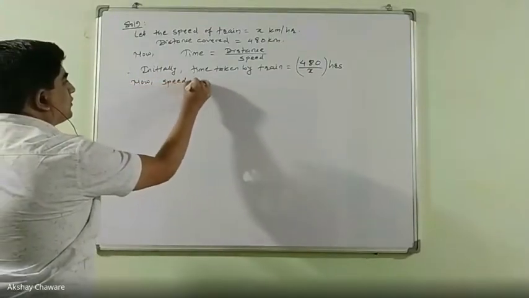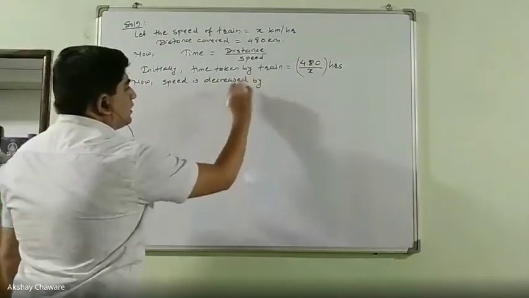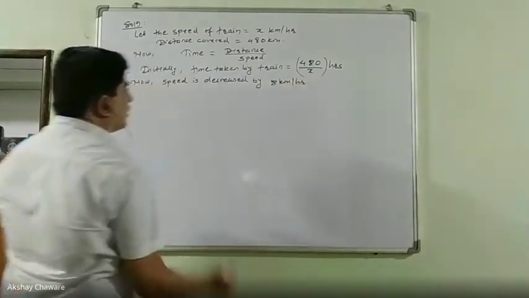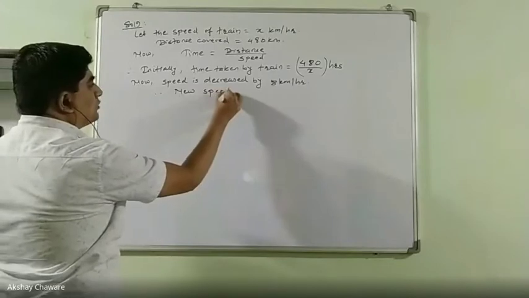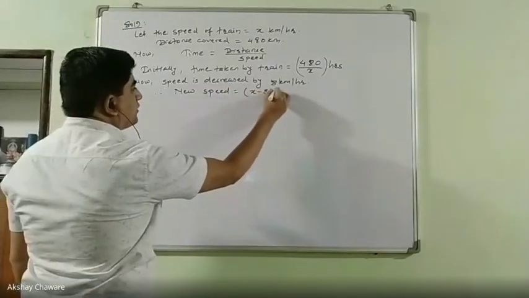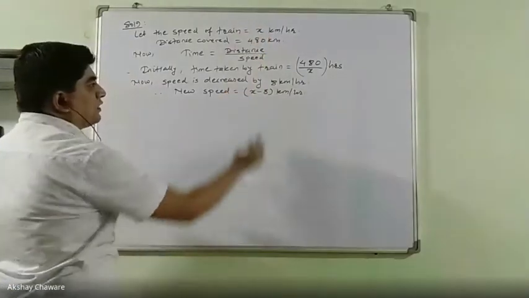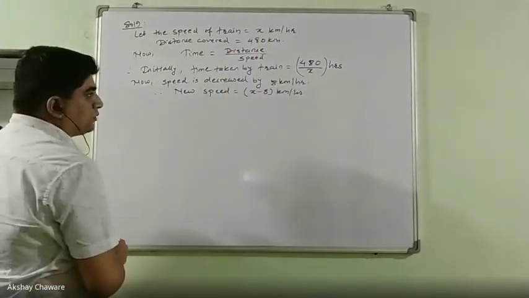Now the speed is decreased by 8 kilometer per hour. So now the new speed is what? The new speed is equal to x minus 8 kilometer per hour. The original was x, decreased by 8. So the new speed is x minus 8 kilometer per hour.